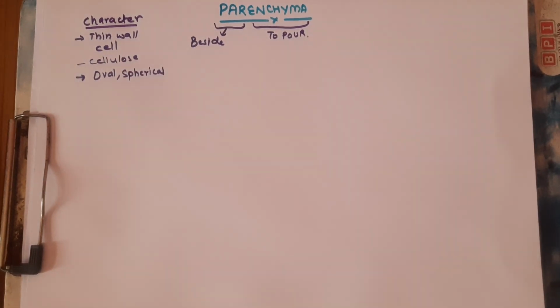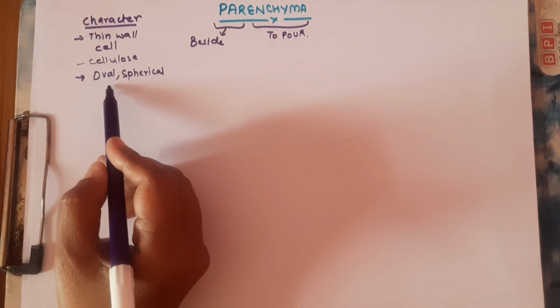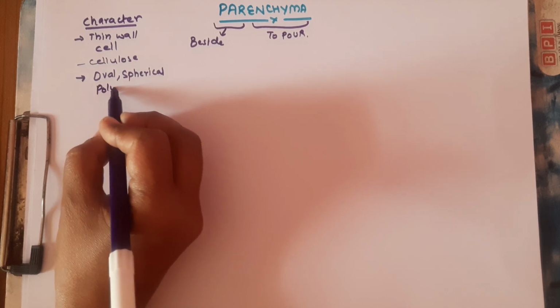Parenchyma cells are thin walled, and they are usually isodiametric. Isodiametric means they are not longer than broad. These are the cells that are made from cellulose, and their shape varies from oval, spherical or polygonal.